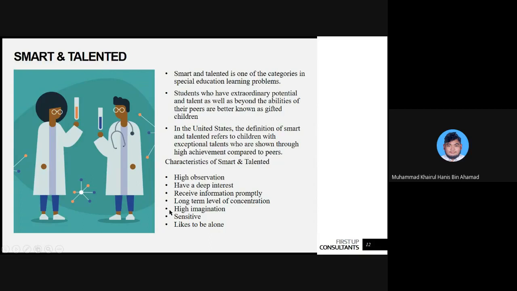Okay, these are the characteristics of smart and talented. First is high observation. Then they have a deep interest in one subject. As we know in Malaysia, we have one person who is smart and talented, who is Adi Putra. He has a deep interest in one subject, which is mathematics. They also receive information with a long-term level of concentration and high imagination. Like Adi Putra, we can see that he has a deep interest in mathematics, and he can create a formula with his brain. Okay, they are also sensitive and like to be alone.